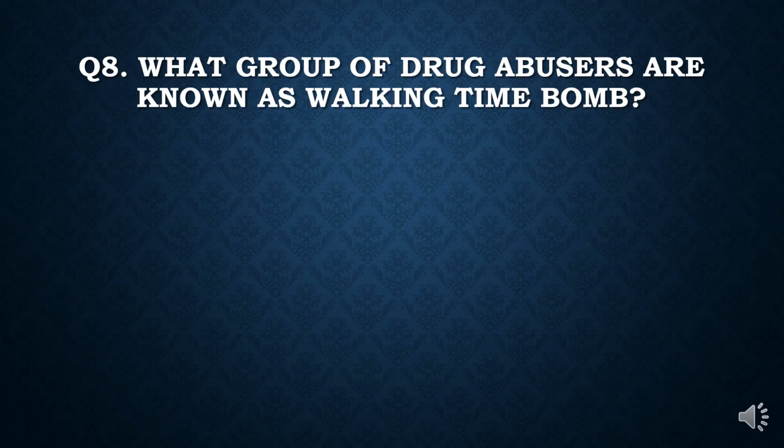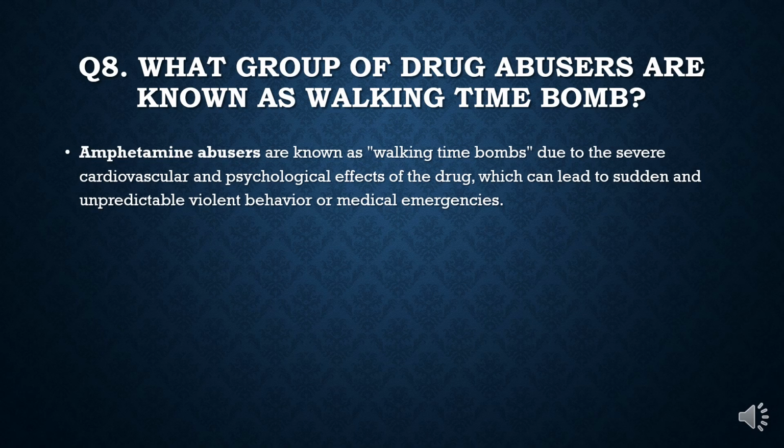What group of drug abusers are known as walking time bomb? Amphetamine abusers are known as walking time bombs due to the severe cardiovascular and psychological effects of the drug, which can lead to sudden and unpredictable violent behavior or medical emergencies.